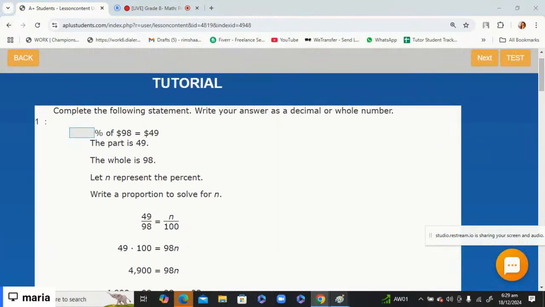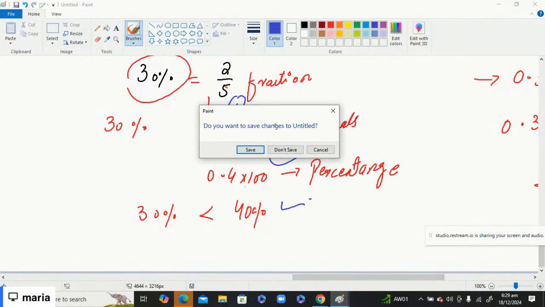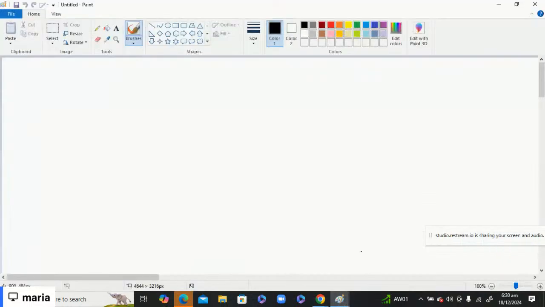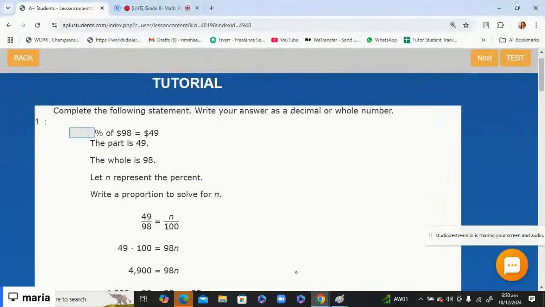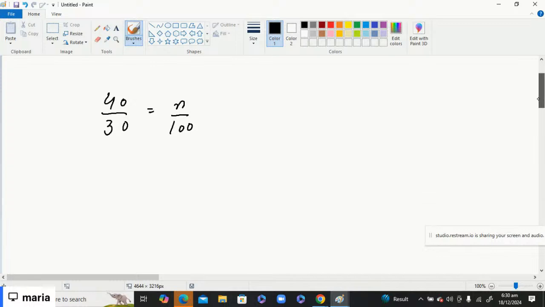Let's see. Okay, for example, if they are saying which percent of 30 is equal to 40? Which percent of 30 is equal to 40? So how to find it out? We divide 40 over 30, that is equal to n over 100. This is the proper formula.